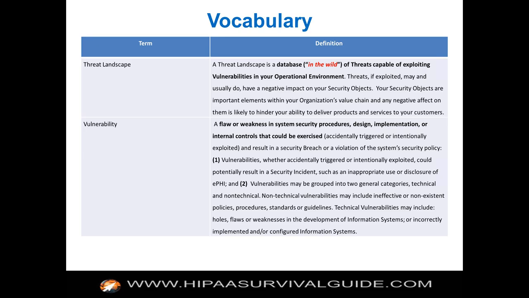So what's a vulnerability? It's a flaw or weakness in system security procedures, design, implementation, or internal controls that could be exercised. And those internal controls are not just hardware and software, but policies, procedures, training, etc. All of those things could be vulnerabilities.